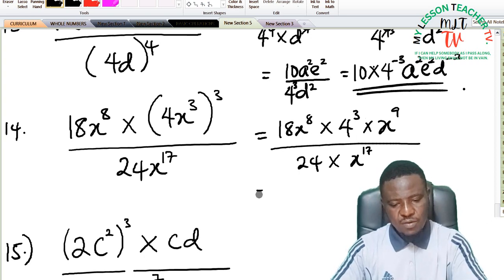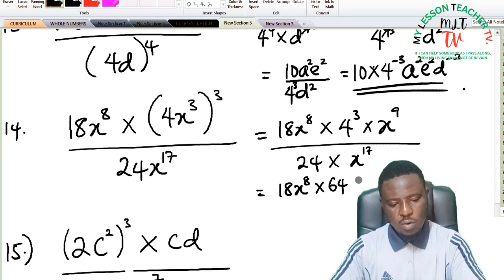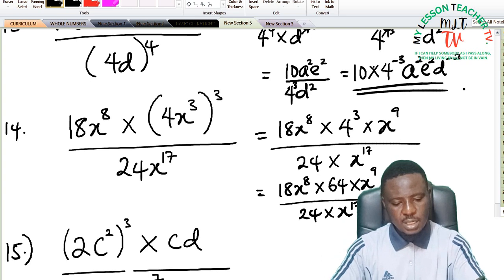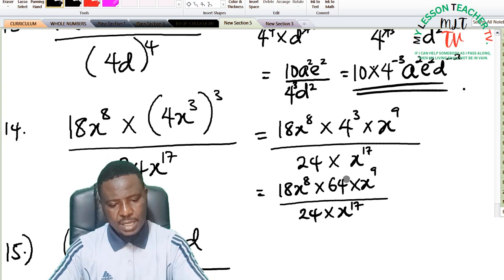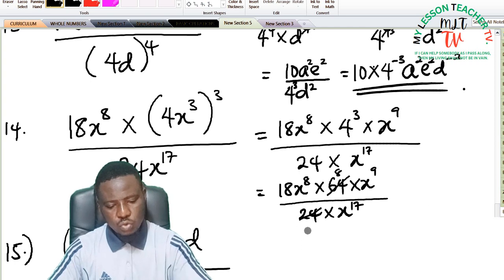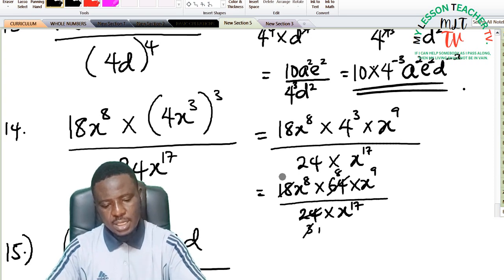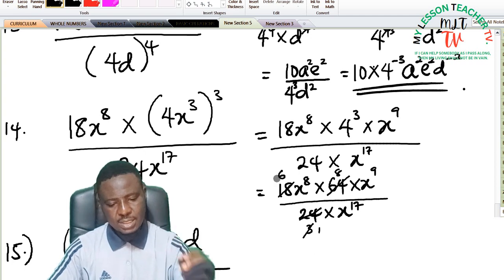So that this can be simplified to be 18x raised to the power of 8 times 64 times x raised to the power of 9 to be divided by 24 times x raised to the power of 17. I have to do this so that I can easily divide. 8 can go into 64 8 times. 8 can go into 24 3 times. 3 into itself is 1. 3 into 18 is 6.